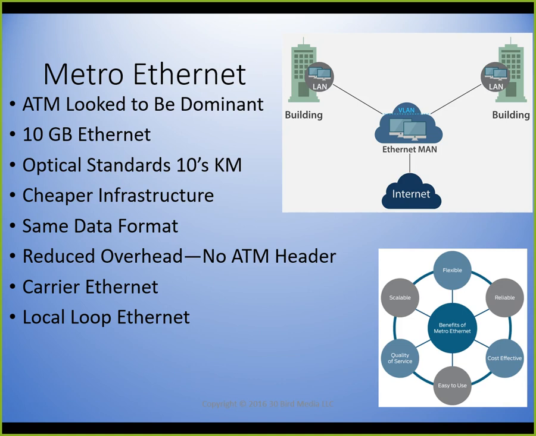Metro Ethernet. ATM looked to be dominant, and this is where we get with the Ethernet, the 10 gigabit Ethernet, well established. It's going to be cheaper, and we're going to go from Ethernet to Ethernet. It's going to be easier than going from one standard to another standard. With the optical standard, we can go tens of kilometers now. So the infrastructure is going to be cheaper when you look at the ATM infrastructure and all of the translation that has to go from one to the other, and then to use the gigabit, the longer distance gigabits.